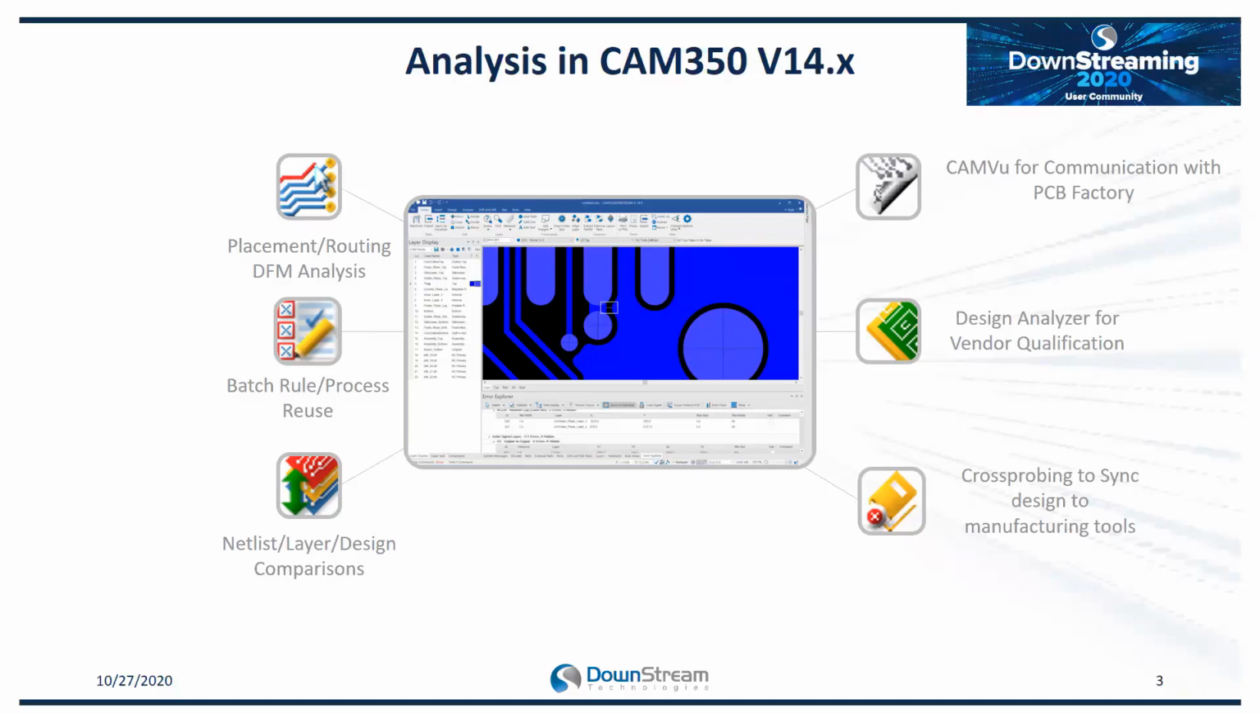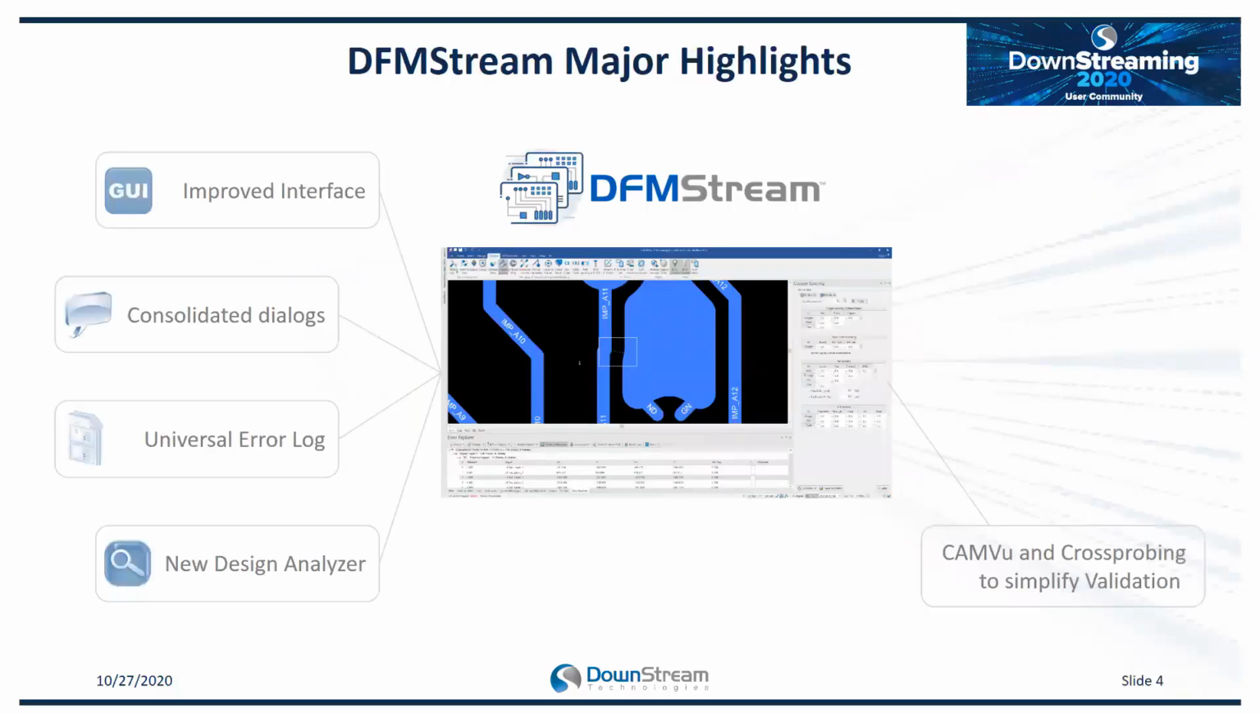As I mentioned before, we have the Design Analyzer for vendor qualification. We'll take a look at that. And then the cross-probing actually helps us sync up the design to the manufacturing tools, and our goal always is to fix the problem back in the CAD system. Yes, if you are a PCB fabricator, you're probably modifying data, much to the chagrin of probably the designers in here. I know I never built a board that we didn't modify the data, but the reality is any changes to the design should be done back in the CAD system. So we can use cross-probing to help us do that.